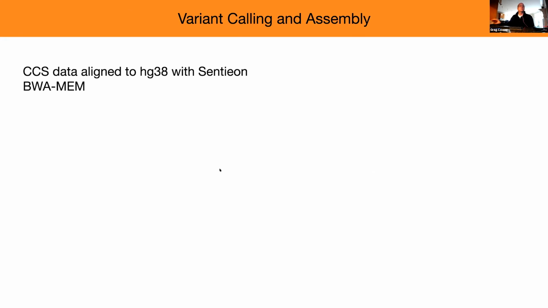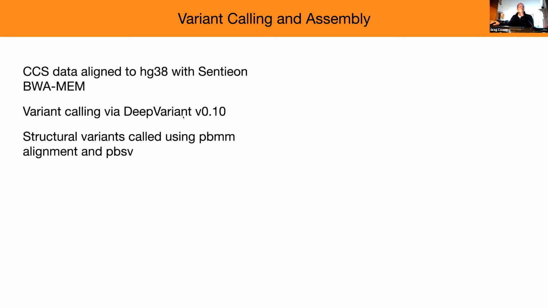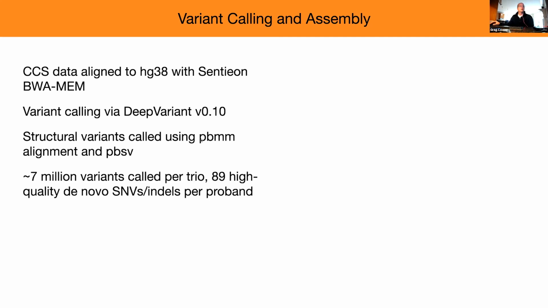So obviously you can treat them like Illumina reads. You can align the reads to the human reference, in our case HG38, with BWA-MEM. We actually perform variant calling with Google's DeepVariant algorithm, and structural variants with PBMM and PBSV. These are PacBio software packages. What we found was exceptionally high quality calls of normal variants.